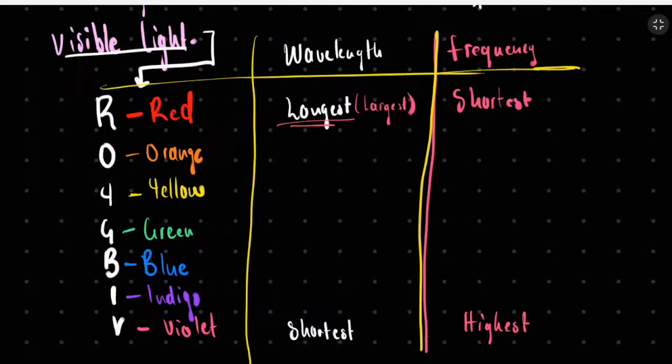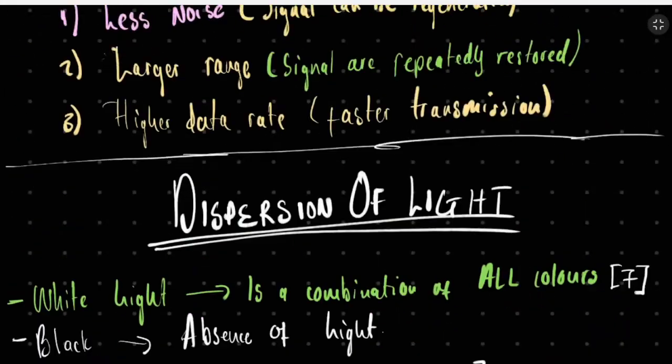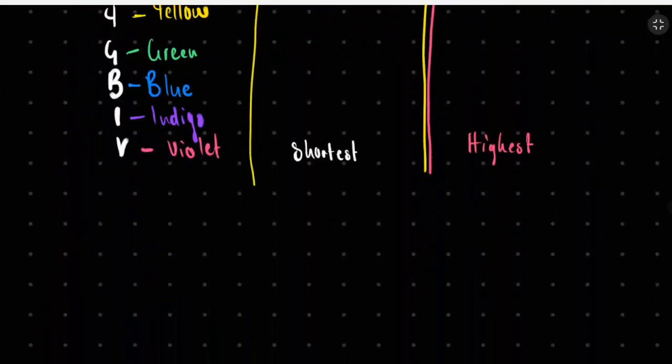What I want you to know, when we say dispersion of light, let me write here: dispersion of light. Give me one second. Just write to say dispersion is splitting of white light.